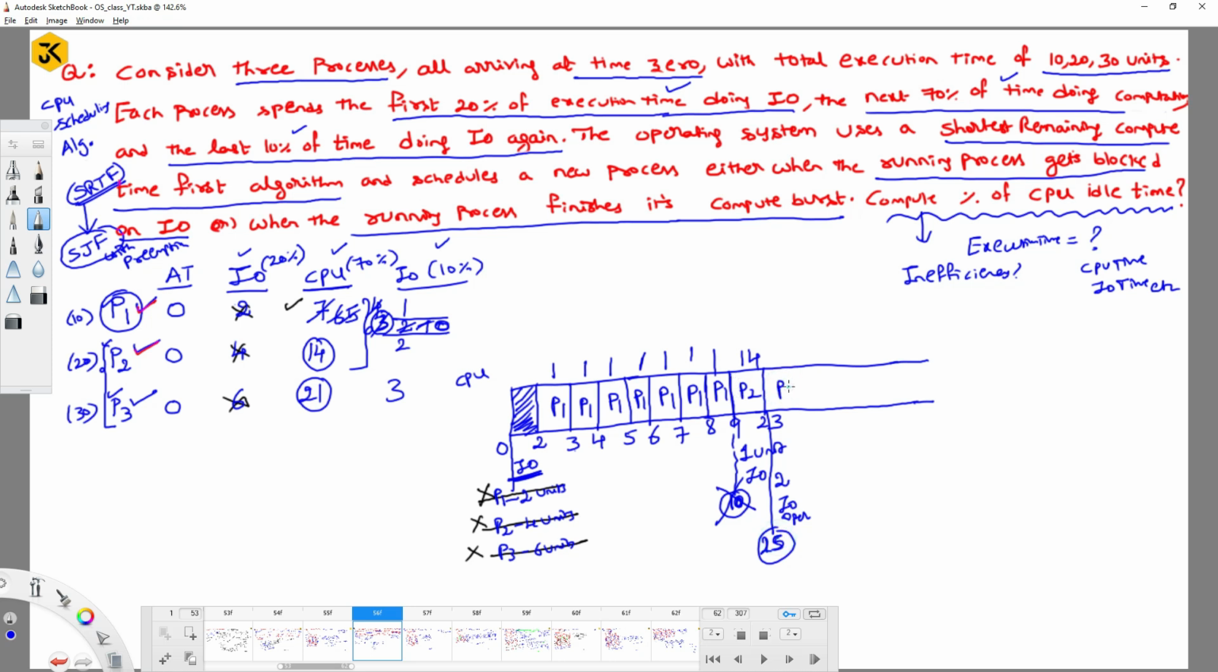Next we'll give the chance to P3, which will execute for 21 units of time, means it will be done by 44. Then after 44 units of time, it will go for 3 units of IO operation, so it will complete by 47, back by 47.